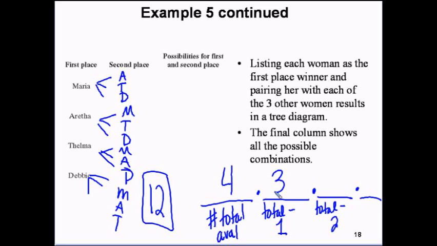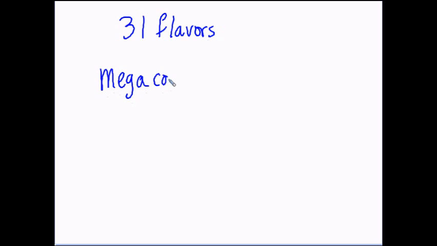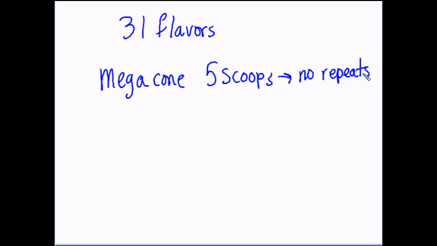So let's do that ice cream. So you said it's 31 flavors? And we're going to make a mega cone with 5 scoops, with no repeats. So you're not going to get like 3 chocolates and 2 vanillas. You want 5 different flavors of ice cream on your big cone, right? So my first option would be 31. I have 31 flavors. I pick my first flavor, and now I have 30 flavors to choose from for the second scoop.